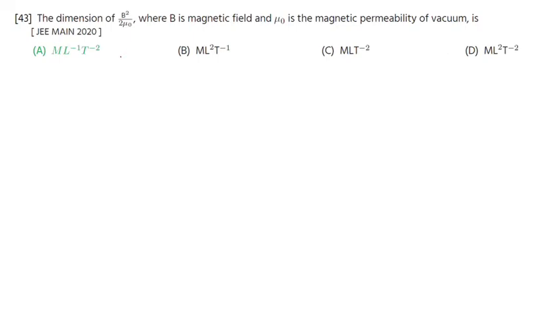Now next, question 43. It is given as B square by 2 mu naught. Actually this is the expression for magnetic energy stored per unit volume, children. Magnetic energy stored per unit volume. So it is M L power minus 1 T power minus 2.